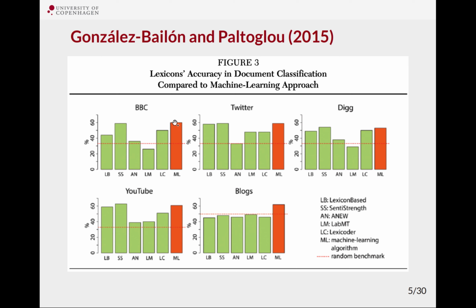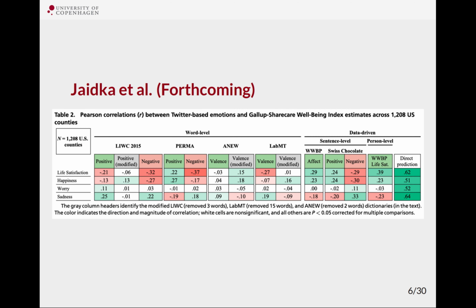And what they're showing here is that the machine learning approach almost always is better than the dictionary approaches. So maybe this right here, sentence strength, is actually decent for YouTube, or it's more or less equivalent. But just in general, the machine learning approach is going to be better than these dictionary-based approaches.